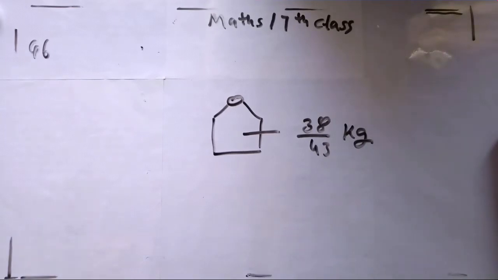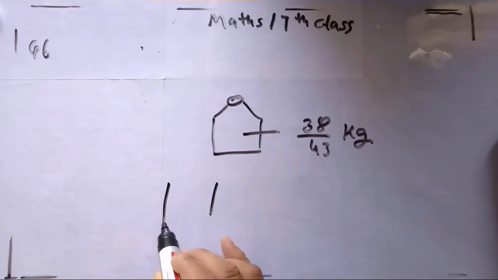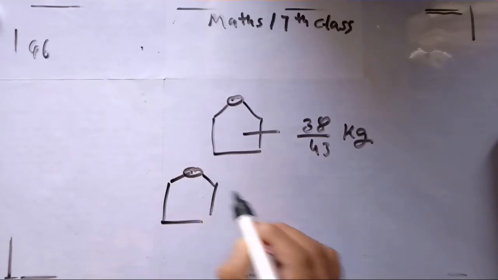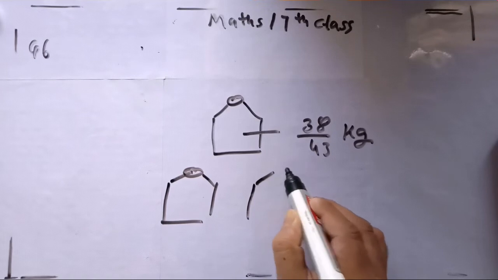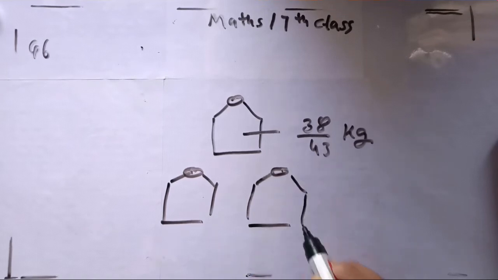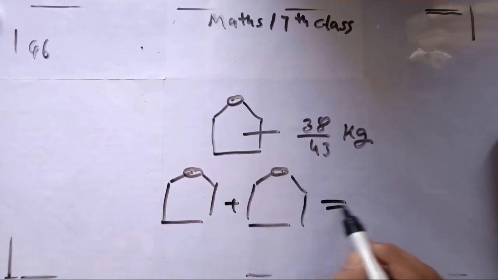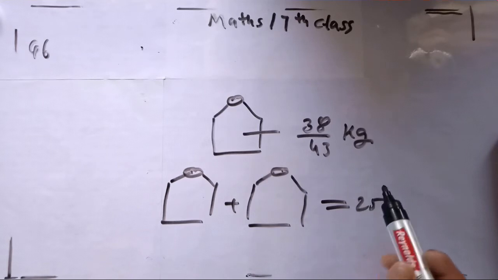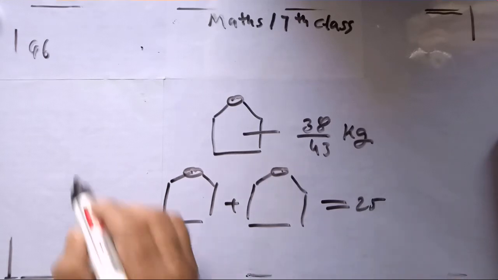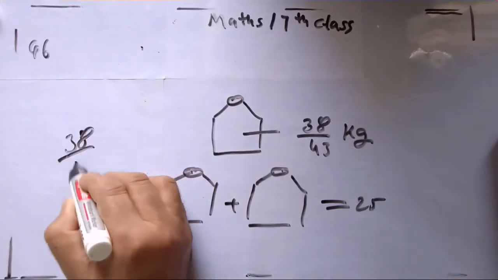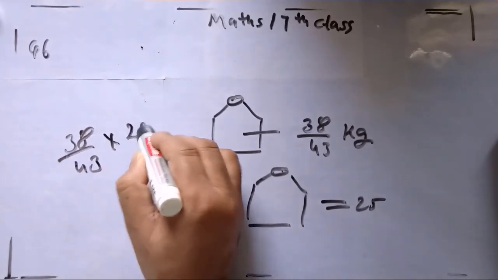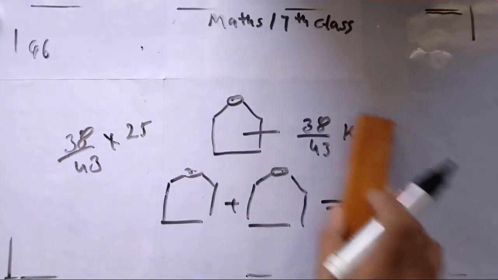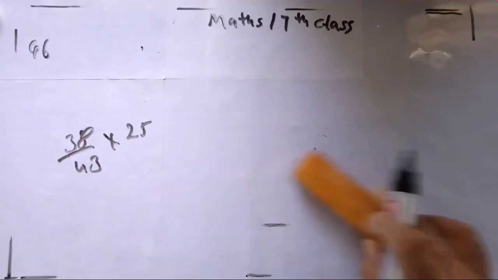How many kilograms of jam do 25 such bottles hold? So beta, how many bottles? 25 such bottles. If these bottles are 25, how to calculate the jam in kilograms? Beta, you have to simply multiply 38 over 43 into 25. When you multiply these two, you will get the result.